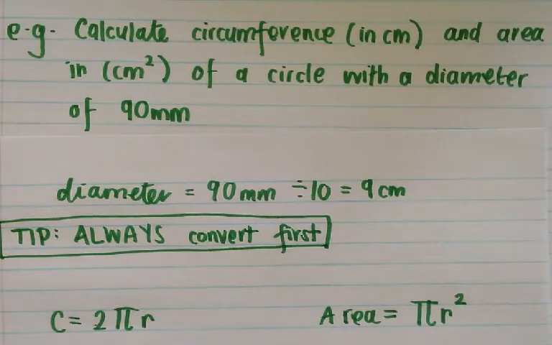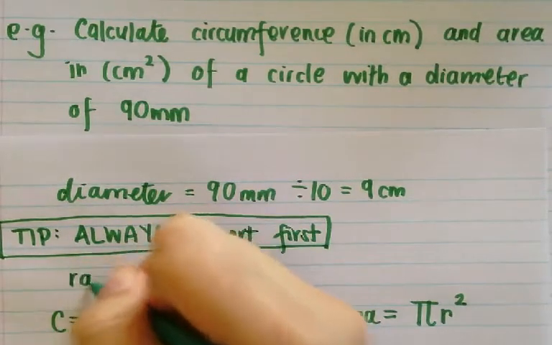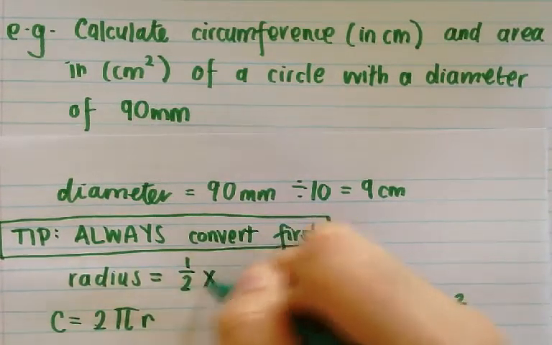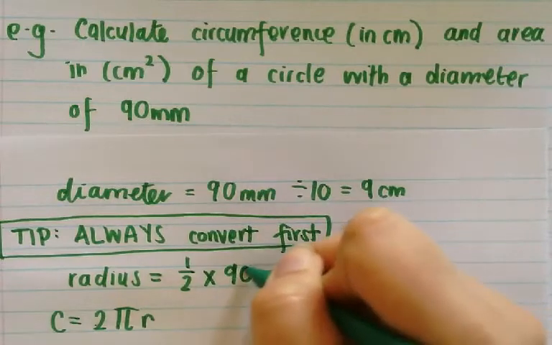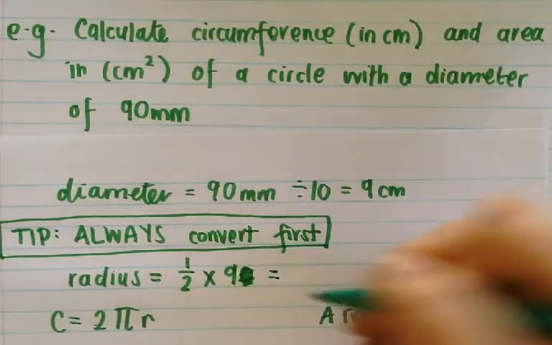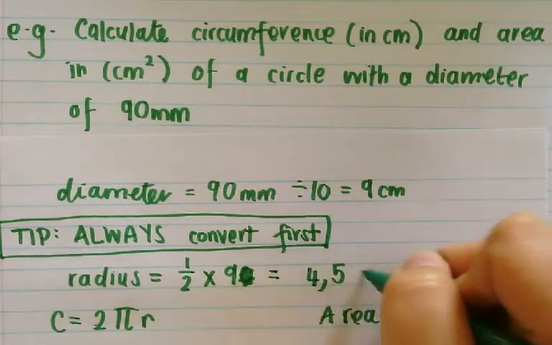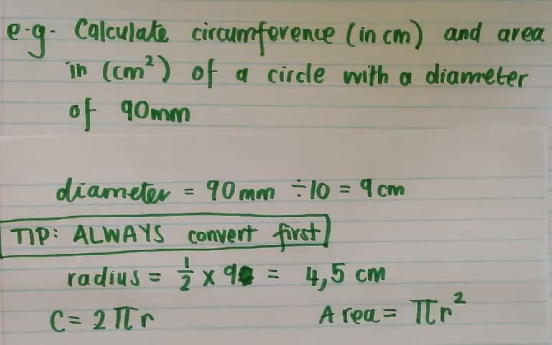It's half. So I just need to know that my radius is half of my diameter. Oopsie, we're in centimeters. So it would be how many centimeters? 4.5 centimeters. So timesing by half or dividing by 2 gives you the same answer. So you see how I already had to do 2 steps before I could even substitute in. Okay? So now I can substitute and calculate my circumference.